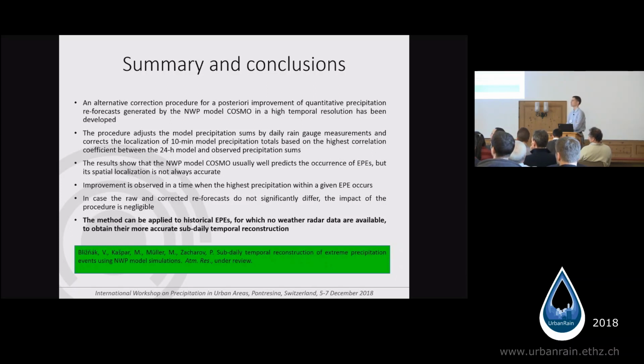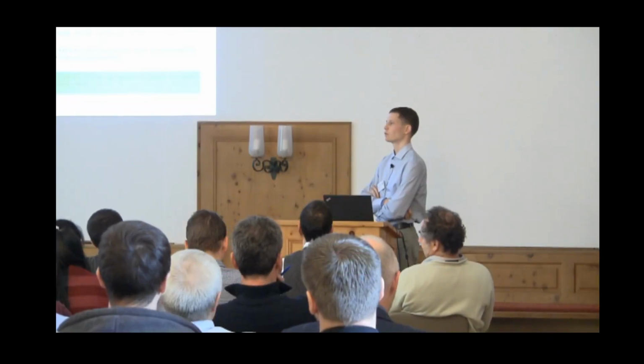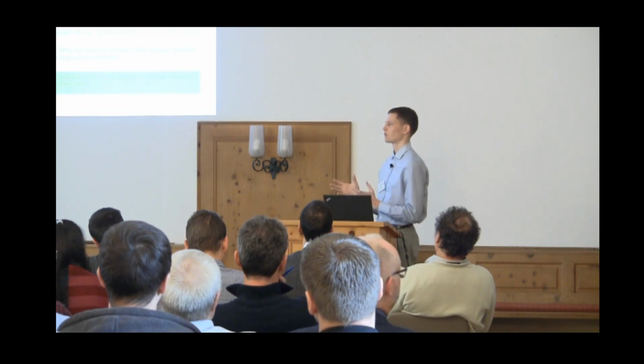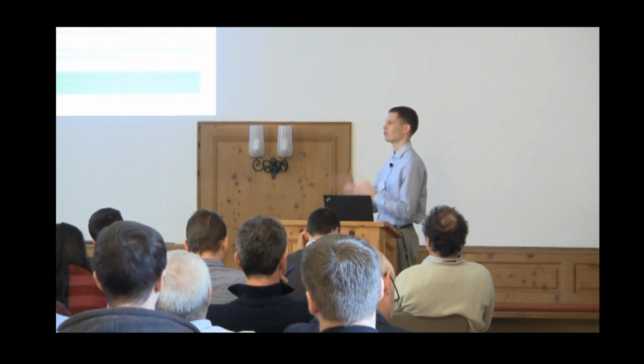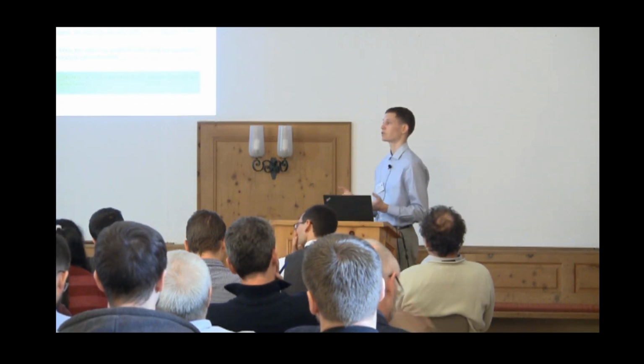Yes? Somehow I don't realize that. So how do you do this correction in real-time operation? This is not supposed to be for real observation. This is for reforecasts. It means for historical events. It's not supposed to be online. Okay, so it's more like a... Yeah, it's a reforecast for historical events. So we want to study the temporal distribution in a high resolution for historical events where we don't have the observation data.